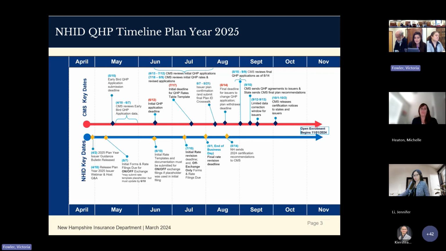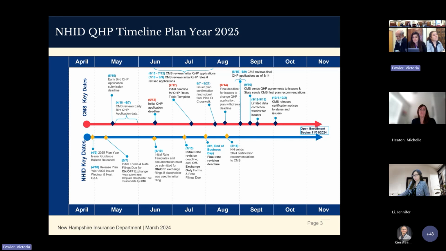At the top, you can see that between June 13th and July 12th, CMS will be reviewing initial QHP applications. And between July 18th and August 9th, CMS will review initial QHP rates and revised applications. From August 15th to September 9th, CMS will review the final QHP applications as of August 14th.